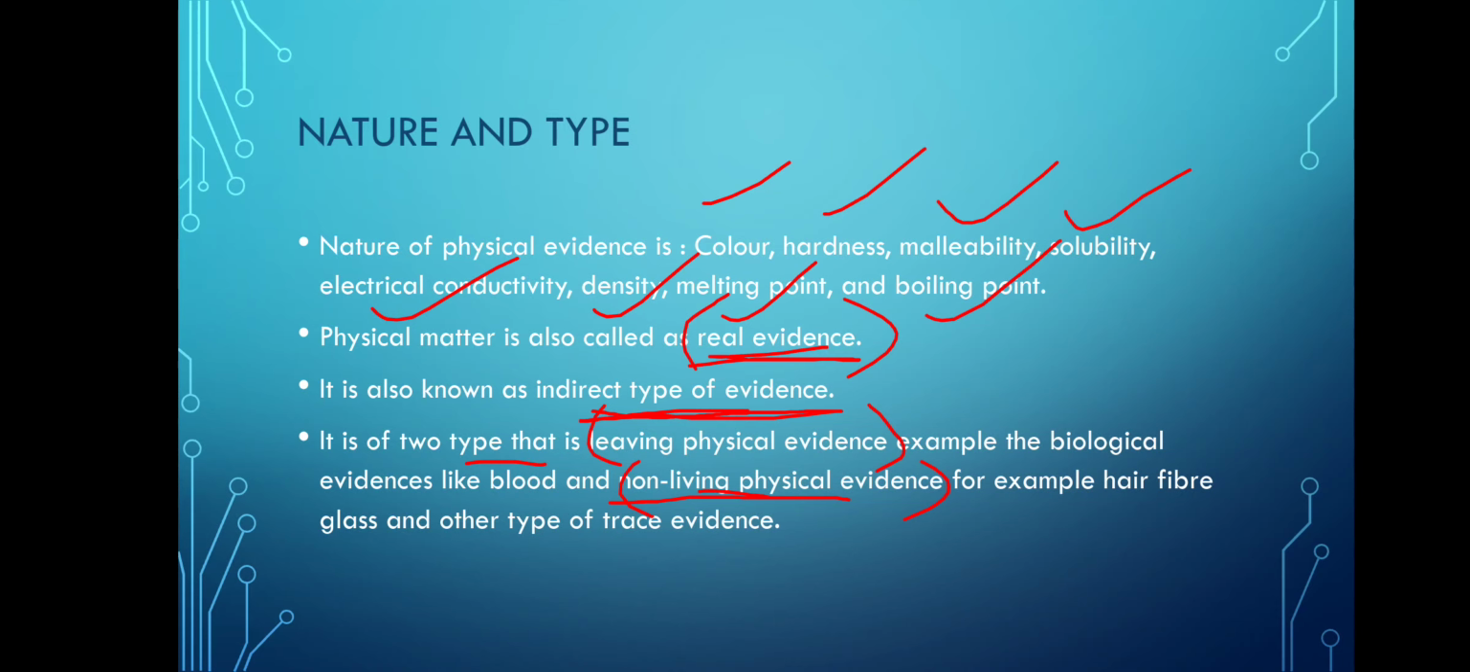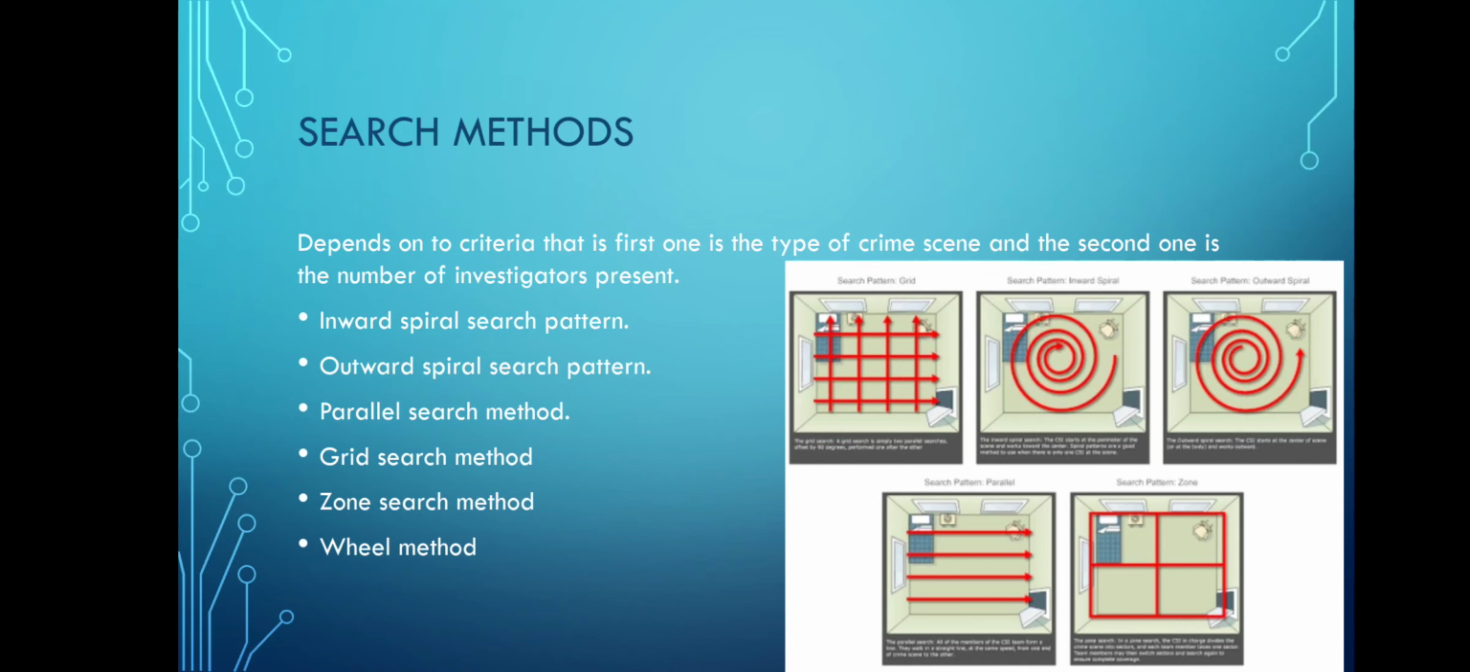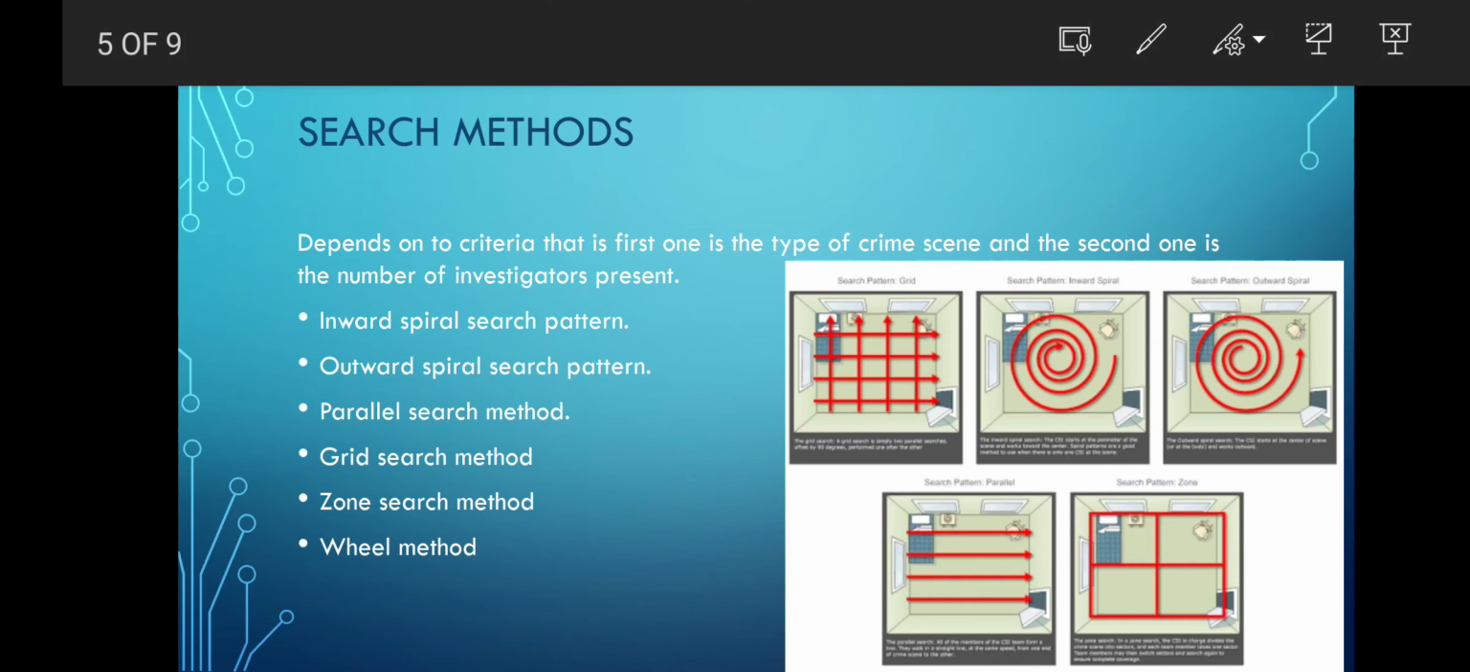Next, moving on to the next topic, that is search methods. Depending on the criteria, it depends basically on two things. The first thing is the type of crime scene, and the second one is the number of investigators present, meaning how many investigating officers were there at the time of investigation at a crime scene. The search methods depend on them.